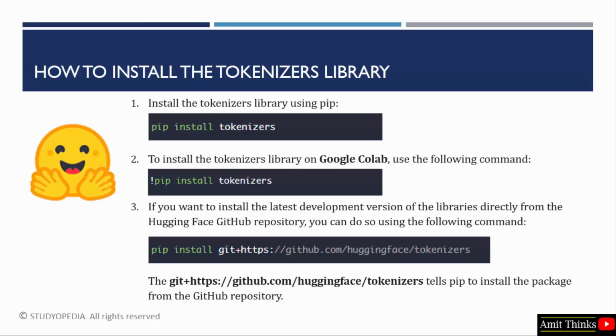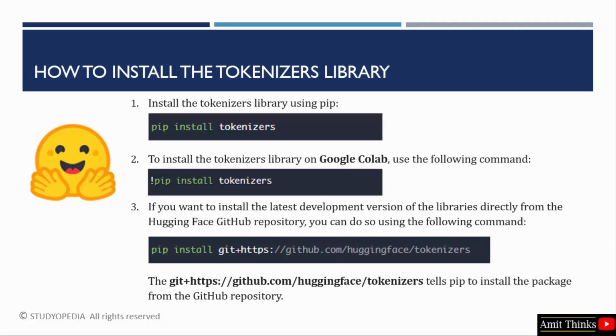Now let us see how to install the Tokenizers library. We can use pip. Pip is a package manager to download, install and manage Python packages. Use the syntax pip space install space tokenizers to install it. With that, we can also use the Tokenizers library on Google Colab. We already saw how to install a library on Google Colab. So similarly, we can use !pip space install space tokenizers to install it.